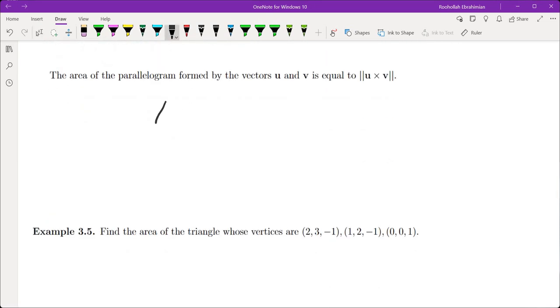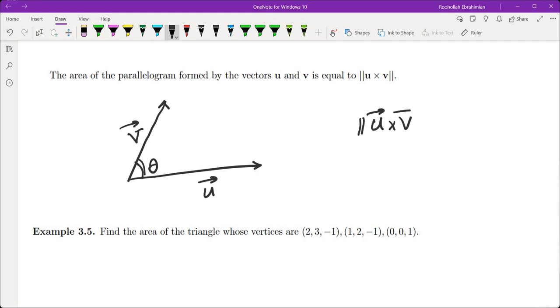So if you have two vectors, let's call the two vectors u and v. We know that the angle between two of them is theta, some angle theta, and we know that magnitude of u cross v, based on what we just learned, is magnitude of u times magnitude of v times sine of the angle between them. Now, how do we interpret that geometrically? There's actually a very interesting way of interpreting that geometrically.